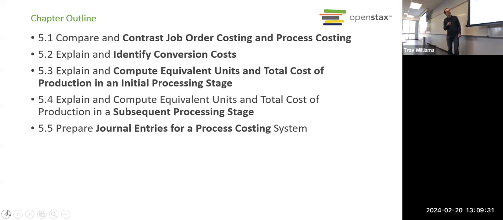So we'll learn how to calculate those costs for a department that's transferring costs out, but also for other departments that might be transferring costs in. So we'll learn how that all works, and we'll learn the journal entries associated with this process. Okay.